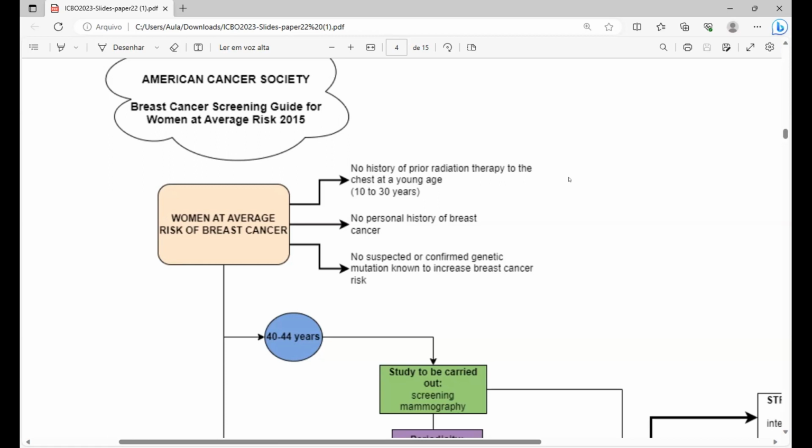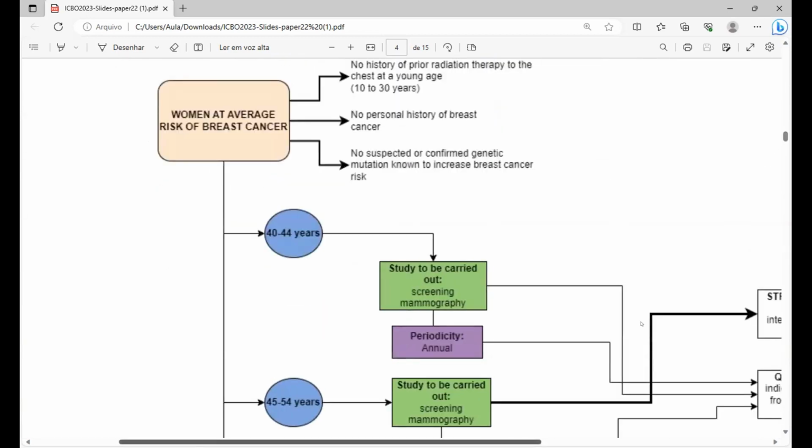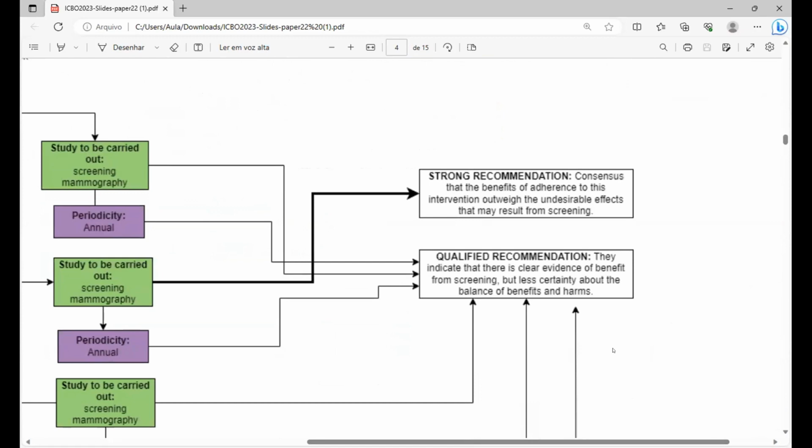These recommendations are classified according to the level of evidence that supports them. In strong recommendations, there is consensus that the benefit of adherence to these interventions outweighs the undesirable effects that may result from screening. In qualified recommendations, there is clear evidence of the benefits from screening, but less certainty about the balance of benefits and harms. This allows both the patient and the doctor to question the recommendation and make a decision together.